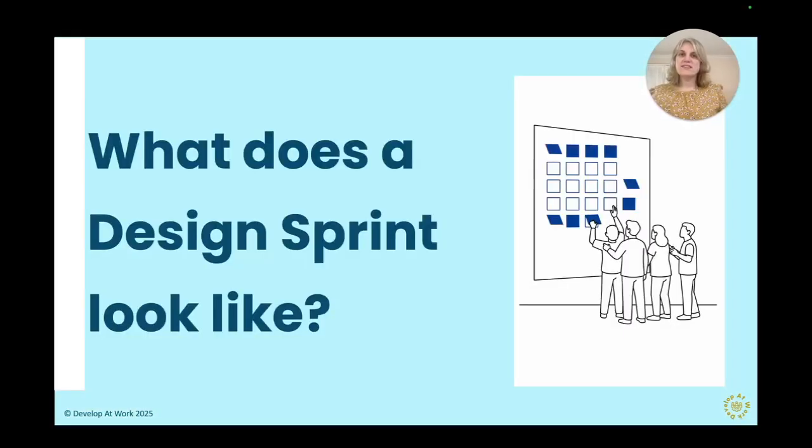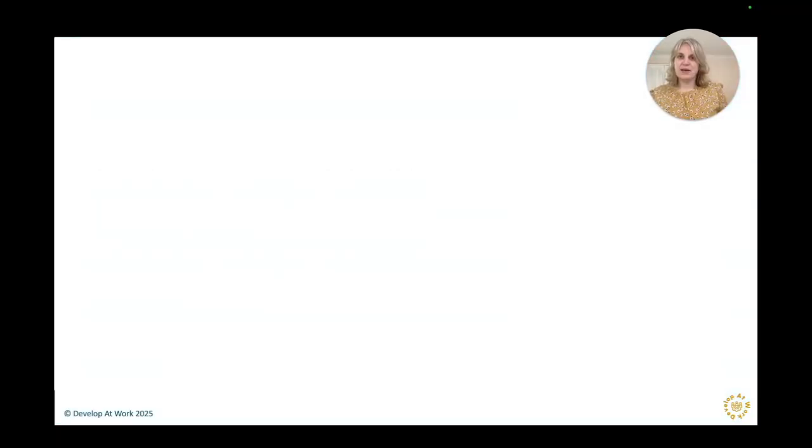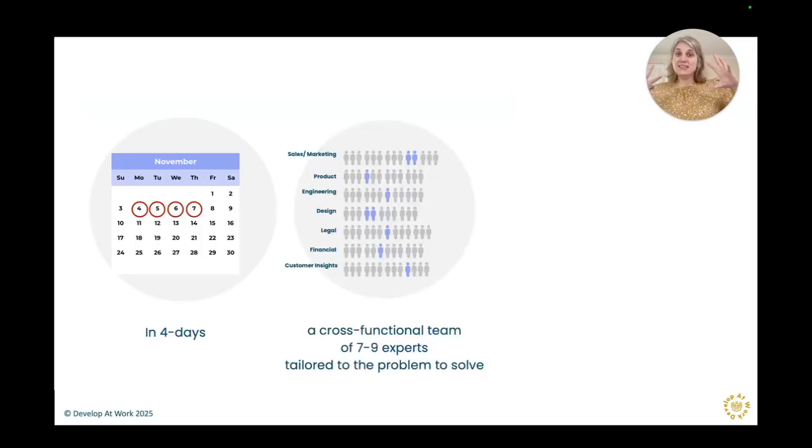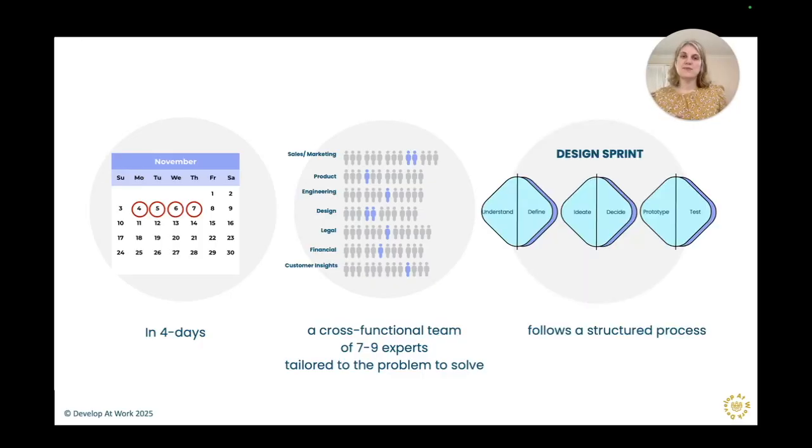So, what does a design sprint look like? Well, a design sprint is a 4-day process that should happen consecutively, ideally Monday to Thursday, that is run with a team of experts from 7 to 9 people from different areas of expertise, depending on the problem we are trying to solve, and a facilitator expert on facilitating the design sprint process. And that process will be run in a structured way by the facilitator, facilitating the team go through some activities that are based on design thinking.